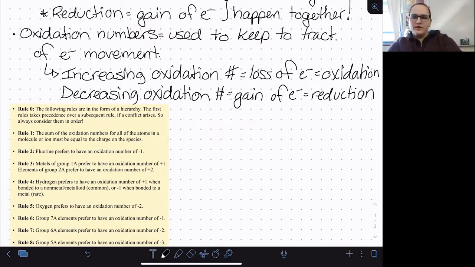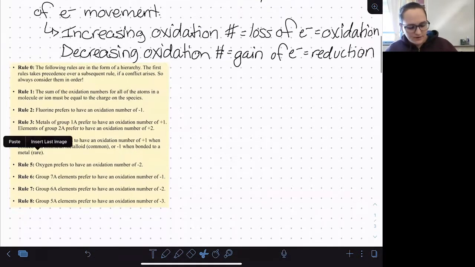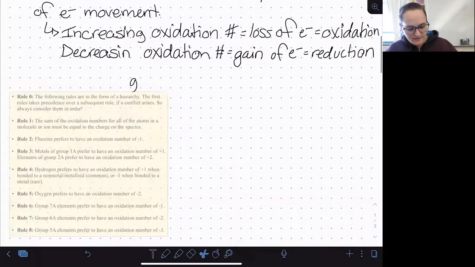So essentially the way that we determine what was oxidized and what was reduced in a redox reaction is by looking at the oxidation numbers in the reactants and in the products and seeing how they change. Whatever element increases was oxidized and whatever element decreases was reduced. So our goal for this video is to learn how to determine something's oxidation number. So our oxidation numbers are assigned according to a series of rules, which I have here on the left.